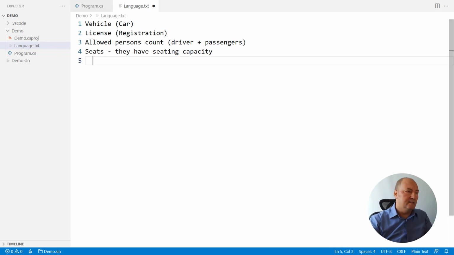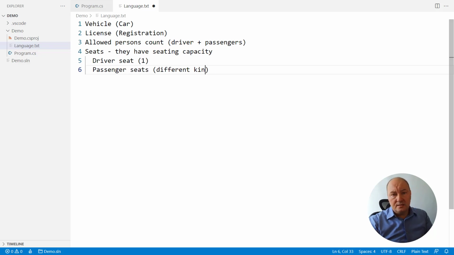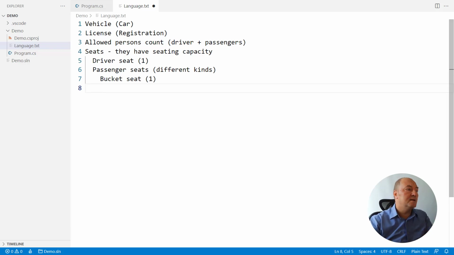Well, that depends, they say. The driver's seat, okay, it has capacity 1. Then there are passenger seats. There are different kinds of those. Okay, what kinds do exist, you ask? They say, there is that common bucket seat with capacity 1, only one person can sit.